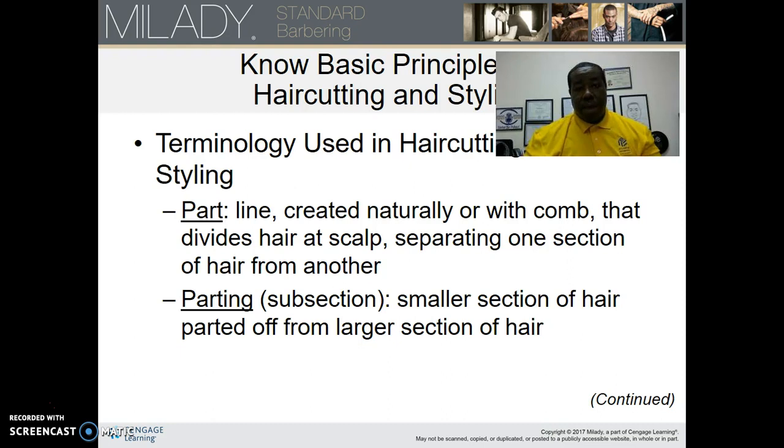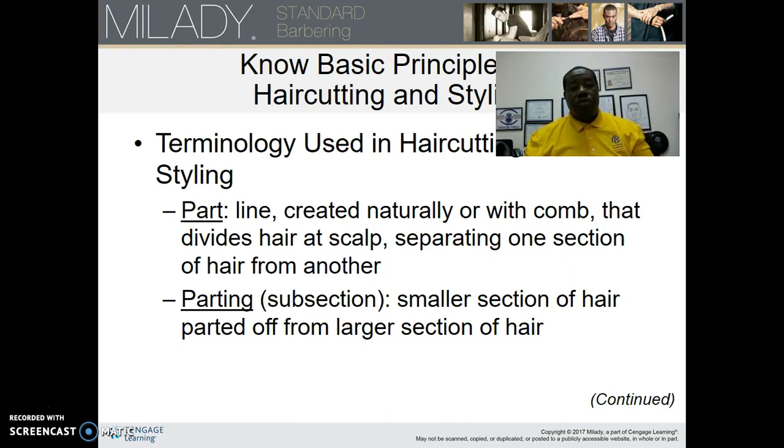So technically speaking, that means you are parting the hair, or sectioning the hair, into 4 equal sections. Again, part and section are the same thing. In the very same vein, the parting or the subsection is the same thing. Just as you will section the hair into 4 parts or 4 sections, you will have partings or subsections within each of those parts or sections.